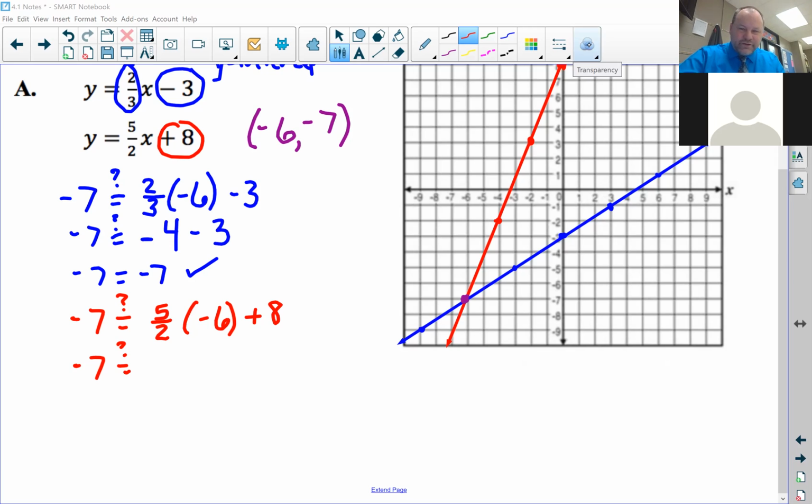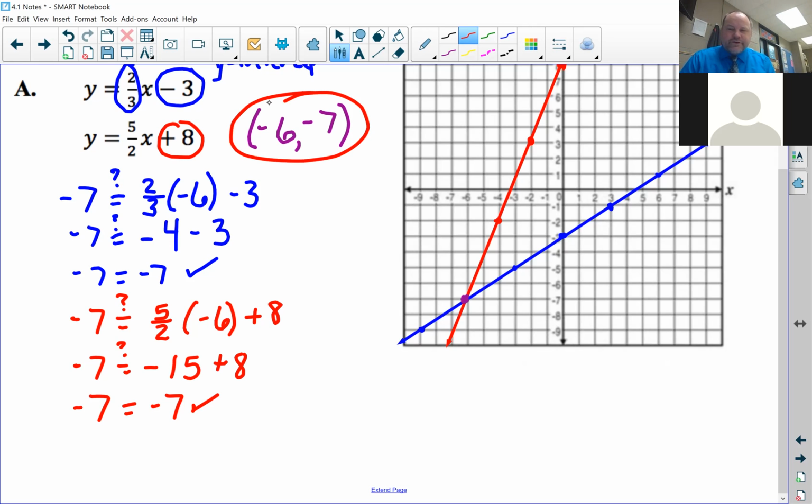Yes. All right. Several -30s for an answer. Excellent. And then I'm going to divide that by 2. So what is -30 divided by 2? Yes. Excellent. -15. Plus 8. So -7 does indeed equal -7. And that checks. So this is a good solution.